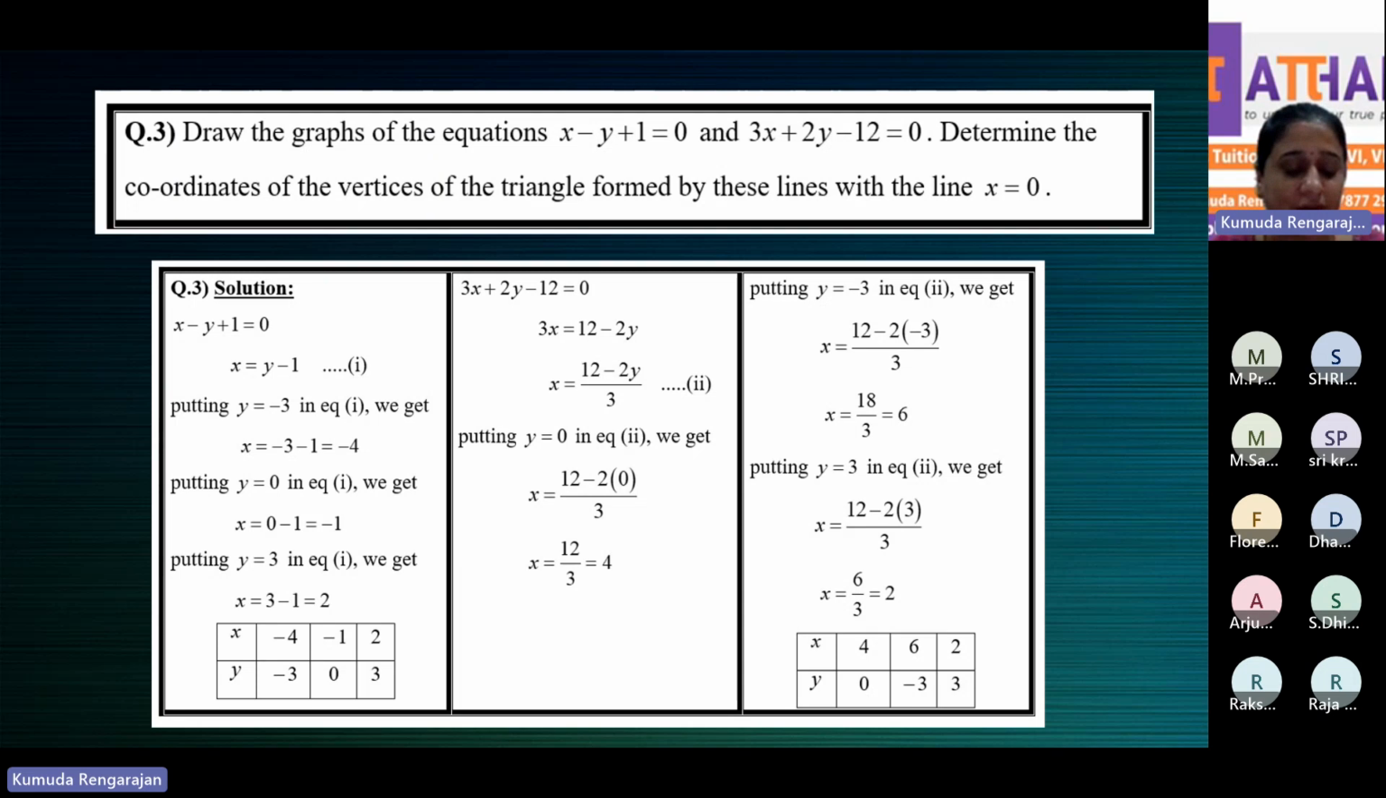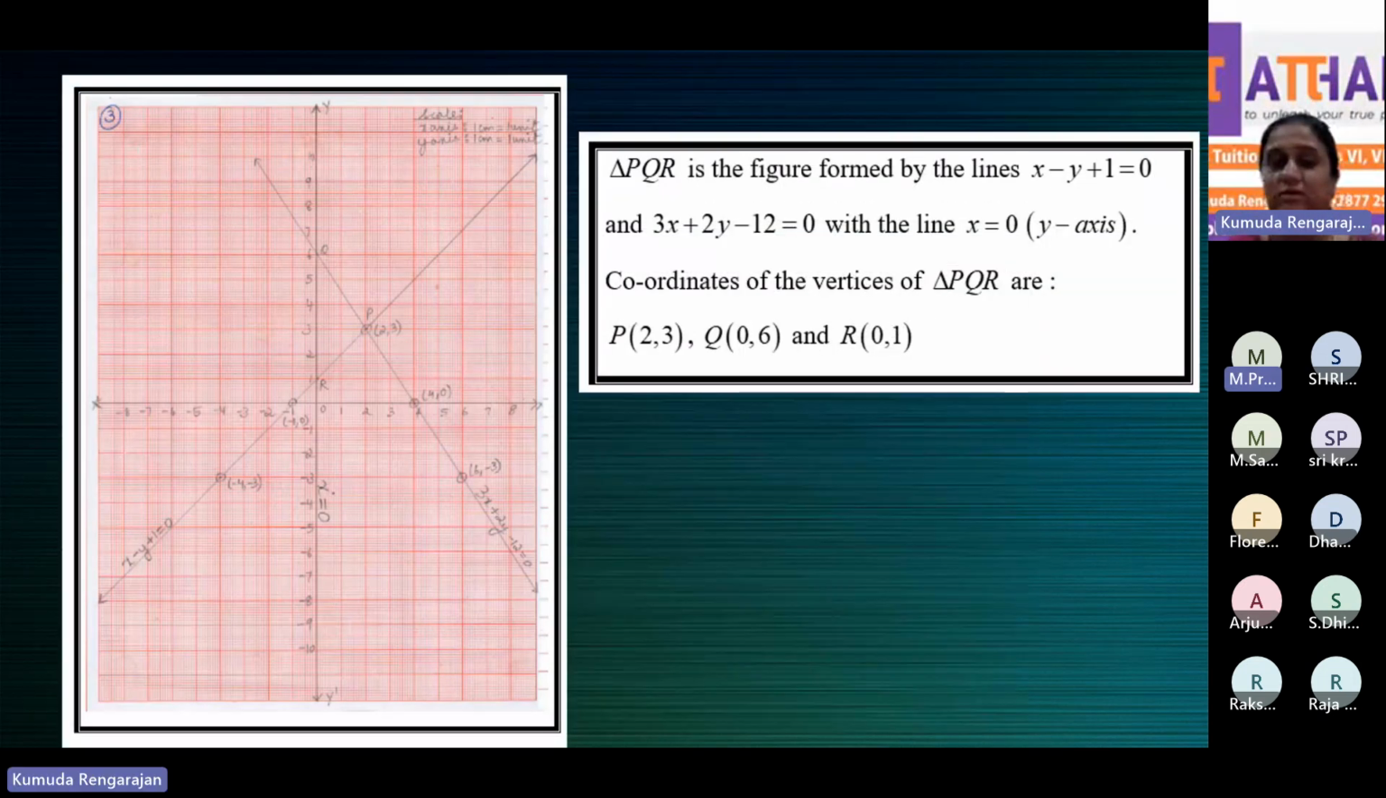Oh, Prajit also, I didn't mention your shading. Your shading is incorrect. Prajit, I'm sorry, I forgot to mention that. You have shaded the triangle bounded by the two lines and the x-axis. You have to shade the triangle bounded by the two lines and the y-axis, which is this one. The two lines and the y-axis is this one.